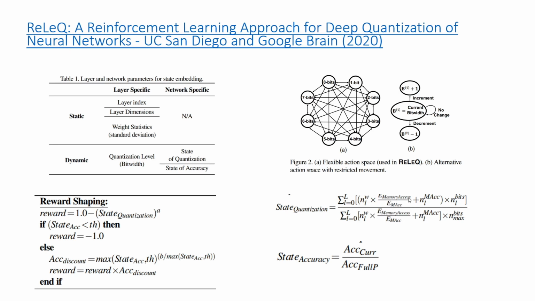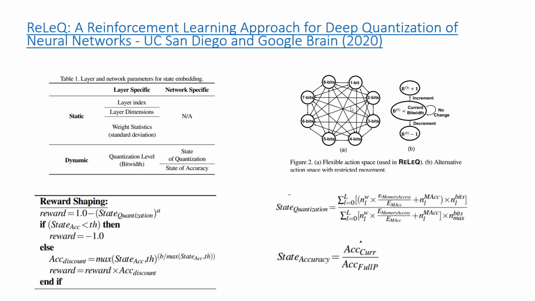You can see that they include memory access in here and other things. For the accuracy, it's basically the current accuracy relative to the full accuracy without quantization, so they want to keep this to 1. And then you can see in the reward that if you go below a threshold, you get a big penalty, you lose the game. Otherwise, the reward of the quantization is mixed with accuracy, so you want to keep the accuracy while trying to quantize as much as possible.